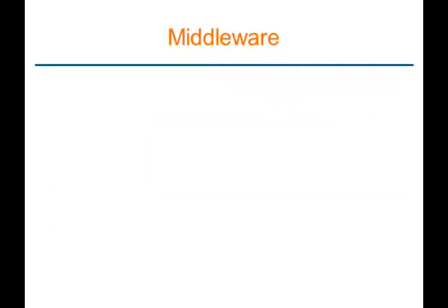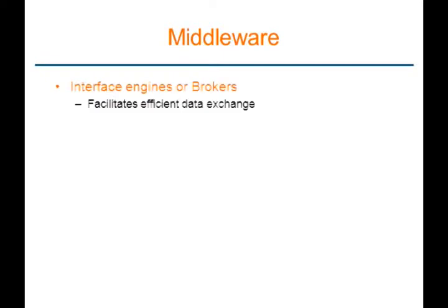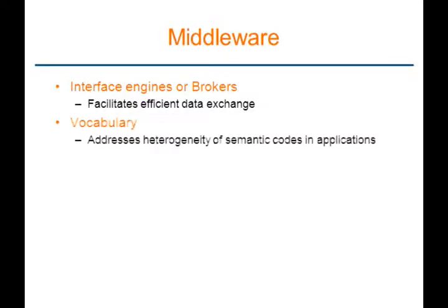So here are the middleware that we're going to consider. The first one is what's known as interface engine, or in other terms they're also known as brokers in some areas. What they do is they facilitate efficient data exchange, and we'll go a little deeper into what interface engines actually do. The second one we're going to take a look at is vocabulary services, which address heterogeneity of semantic codes and applications.